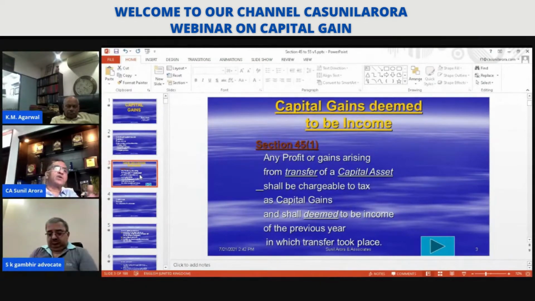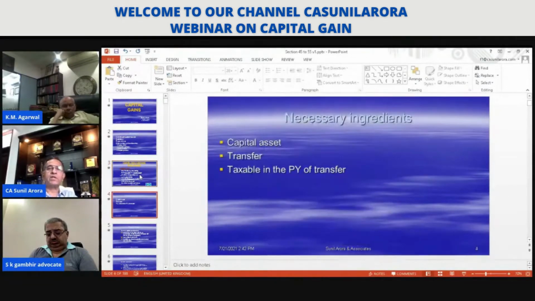Because if you look at it historically, there were times when capital gains were not being charged to tax, as not being income, being a capital receipt. Now, by a deeming fiction, capital gains has been brought into the ambit of income tax, and 45(1) is the charging section which, in the form of a deeming fiction, introduces this chargeability.